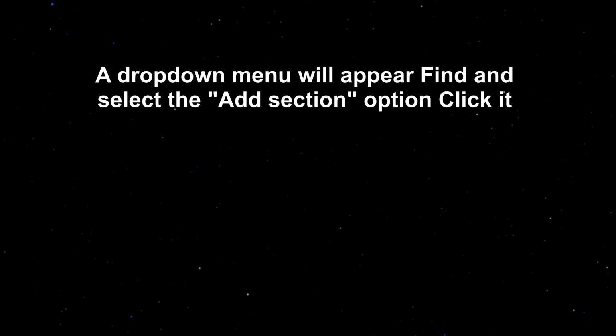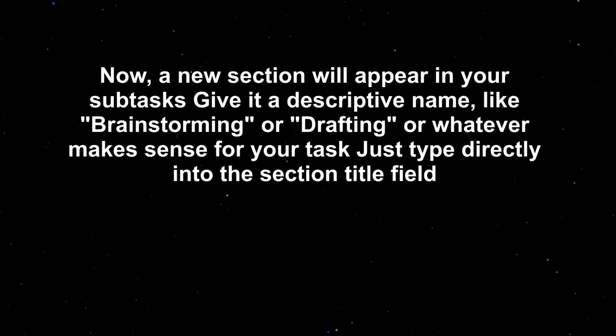A drop-down menu will appear. Find and select the Add Section option. Click it. Now, a new section will appear in your subtasks. Give it a descriptive name, like brainstorming or drafting or whatever makes sense for your task. Just type directly into the section title field.